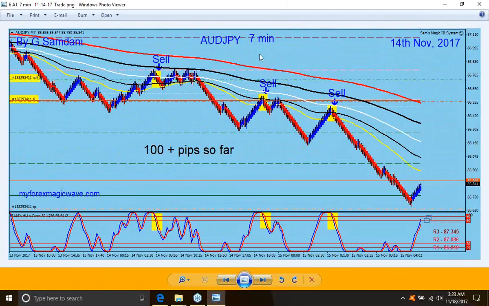You see, Aussie yen, they all went down. Especially this one went down a lot because yen was getting strong while Aussie was getting weaker. So the imbalance is bigger, and then this pair just dropped, right?